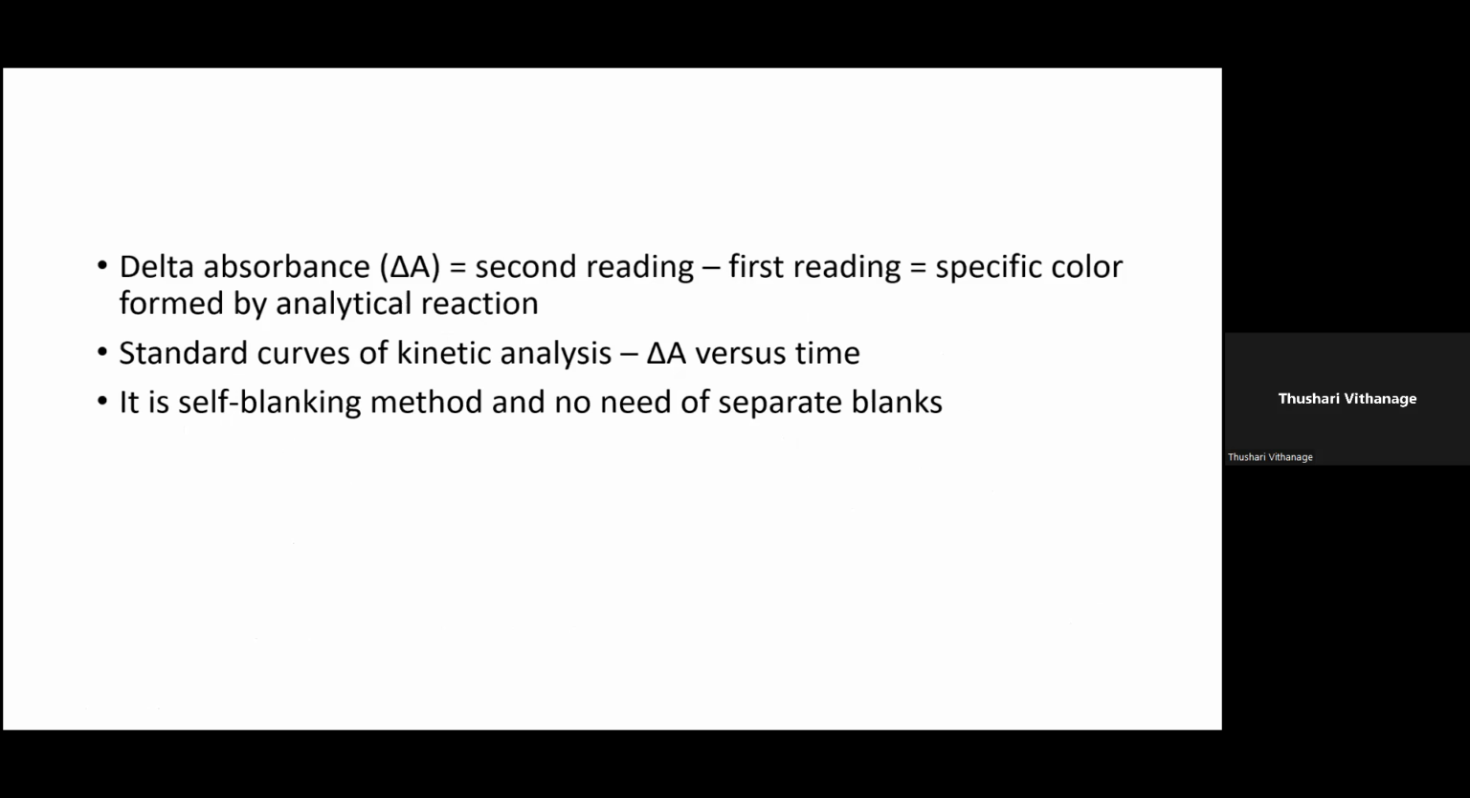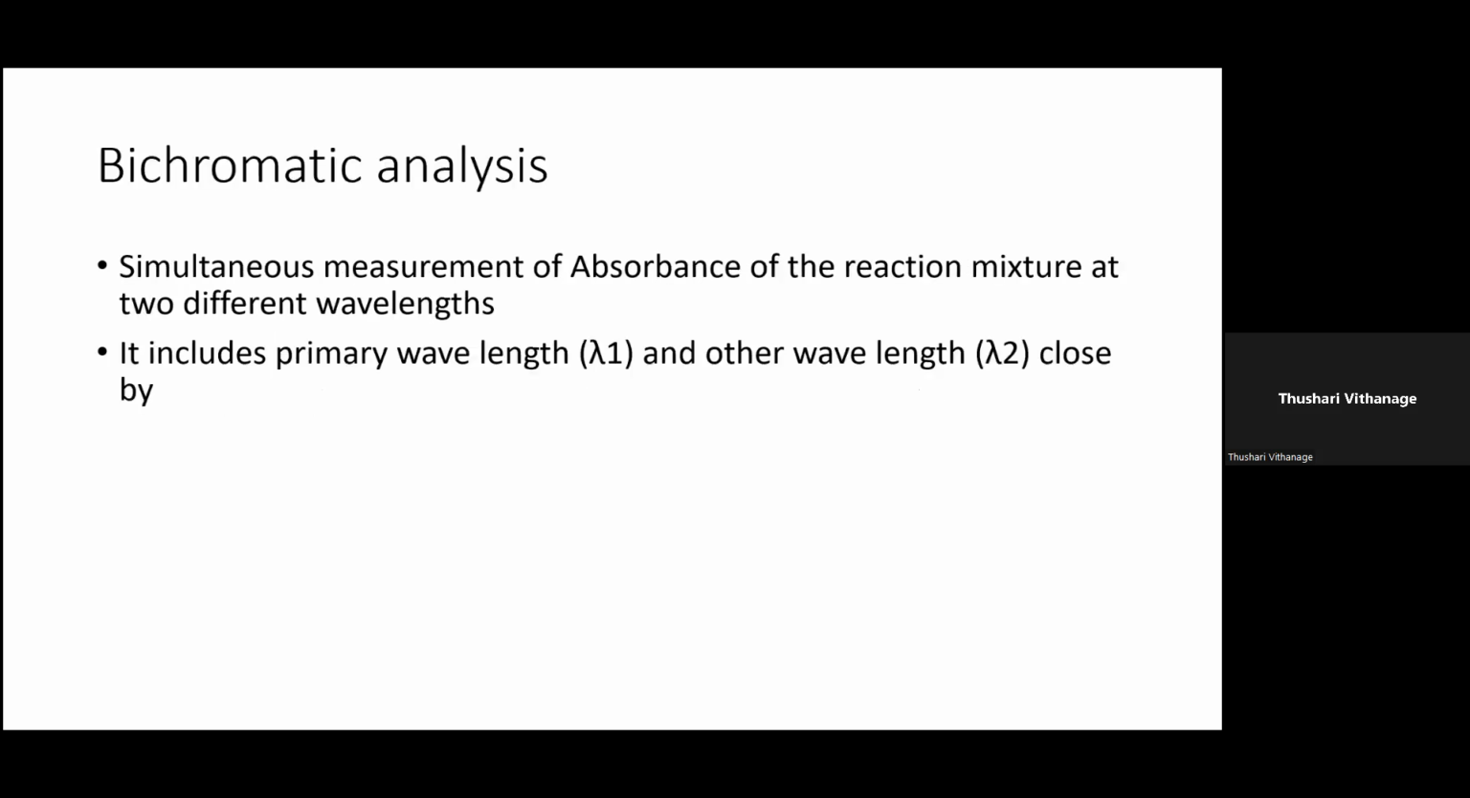Delta absorbance is the first absorbance reading minus the second reading. It's the specific color formed by the analytical reaction. So when we prepare standard curves in kinetic analysis, we use delta absorbance. It is itself a self-blanking method, and there's no need for separate blanks.